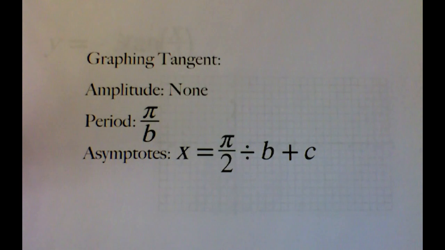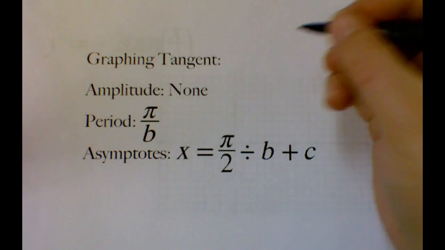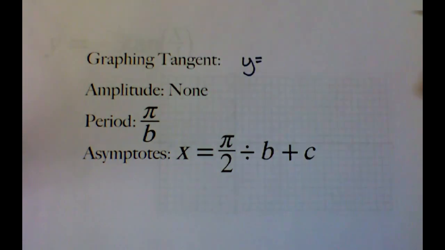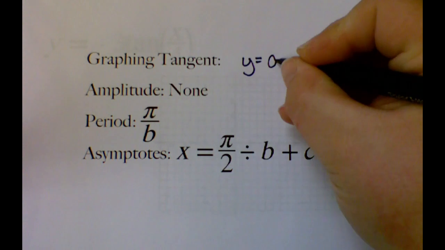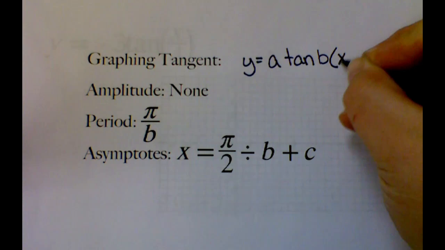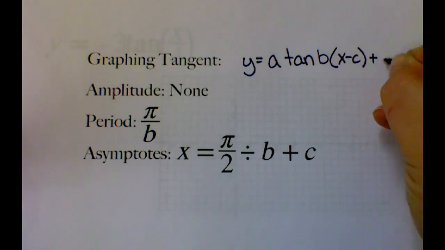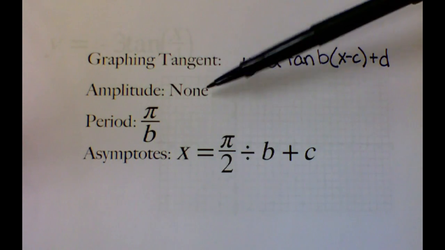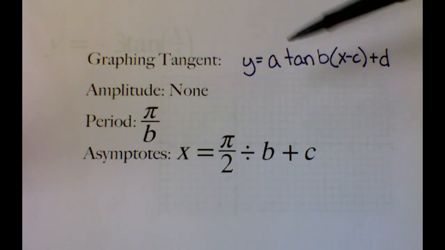Alright, this video is to talk quickly about how we graph tangent. So when graphing tangent, we're going to use the same variables as we used in our sine and cosine. So our function y is going to be equal to a times the tangent of b times x minus c plus d. Now tangent is different than sine and cosine because it does not have an amplitude. This a value is just a vertical stretch or shrink.